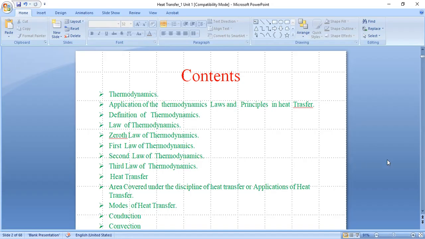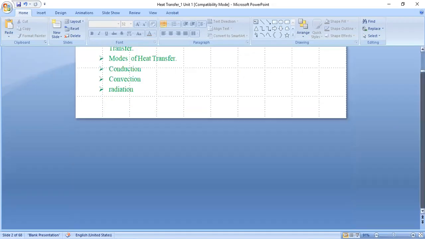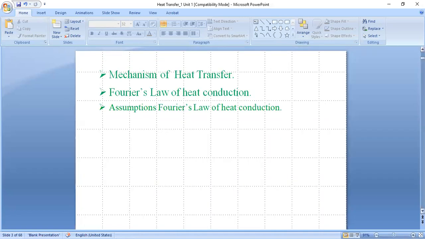Next will be modes of heat transfer. There are three modes of heat transfer: conduction, convection, and radiation. Then the mechanism of heat transfer. The mechanisms of heat transfer are correlated with conduction, convection, and then radiation. That is what we call the mechanism of heat transfer.